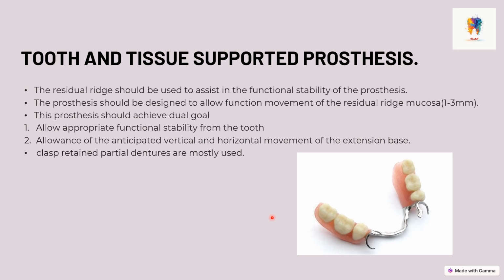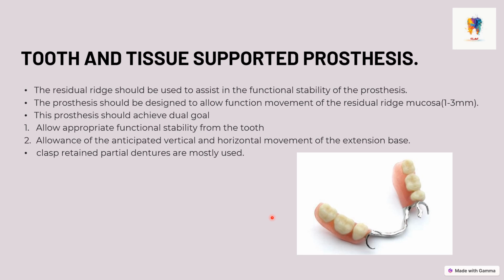The remaining teeth that are present in your oral cavity are providing support to that denture, and so are the tissues present in your oral cavity. So the residual ridge should be used to assist in functional stability of the prosthesis. The prosthesis should be designed to allow functional movement of the residual ridge mucosa.